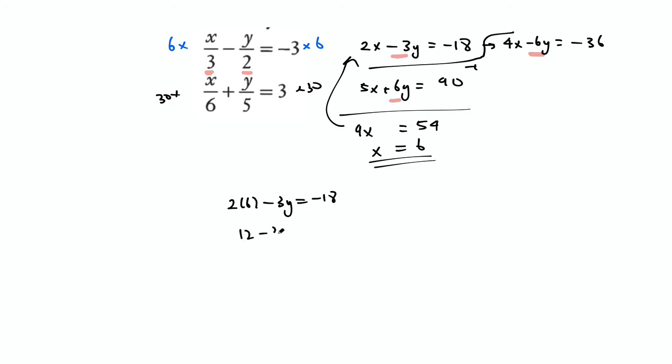Multiplying it through, and now we have to subtract both sides by 12. Doing that, we end up getting minus 30. So dividing both sides by minus 3, we get easily 10.